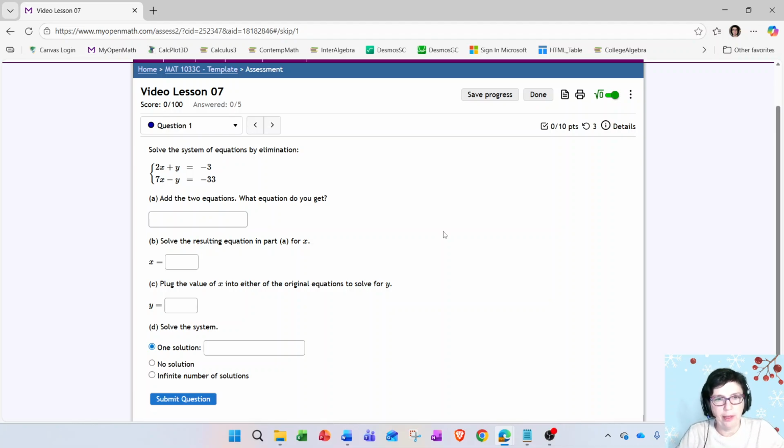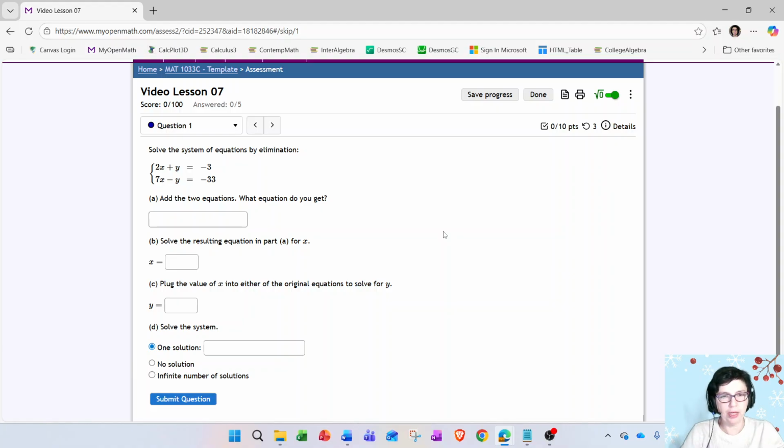Hello everyone. In this video, we are going to learn a new method of solving a linear system of equations, and it's called elimination or addition. The idea of the method is to eliminate one of the variables. That's going to allow you to solve for the other variable, and once you know that, you can solve for the one that you eliminated.